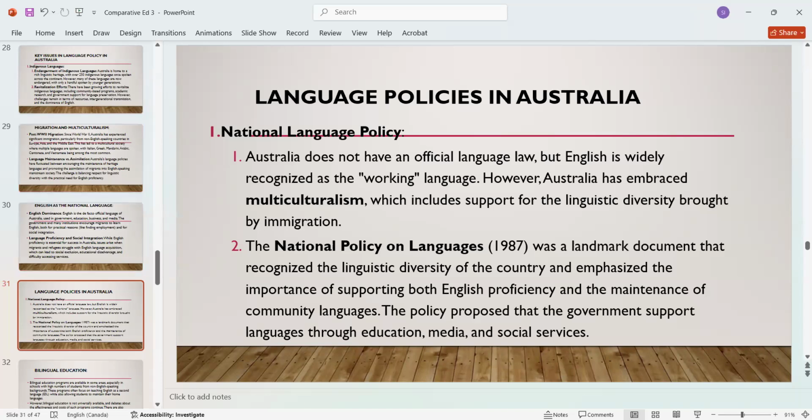The National Policy on Languages in 1987 was a landmark document that recognized the linguistic diversity of the country and emphasized the importance of supporting both English proficiency and the maintenance of community languages. So they don't want to lose these native languages also, right? So they are maintaining both. Working language, of course, is English, and they are giving support for these native languages also, community languages. The policy proposed that government support languages through education, media, and social services.